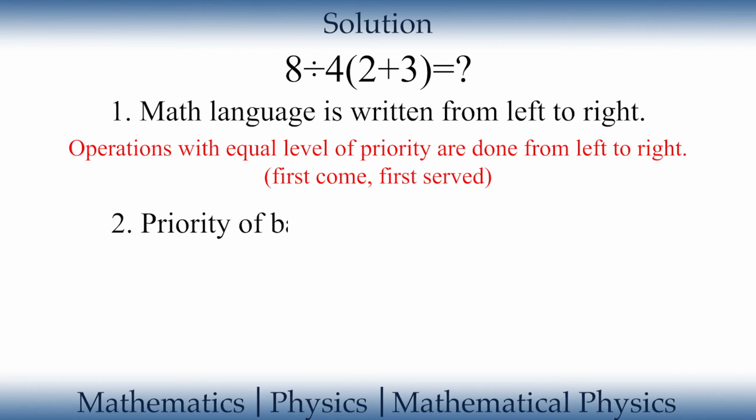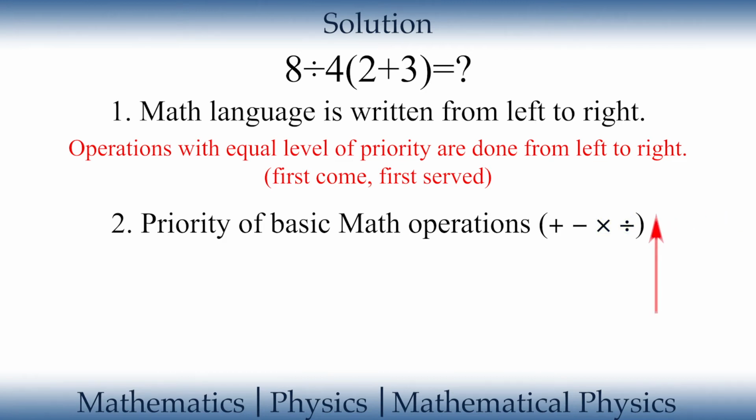Second, we must apply the levels of priority for the math operations. There are 4 basic math operations which are addition, subtraction, multiplication, and division. The addition and subtraction have the same level of priority. On the other hand, multiplication and division are at the same level of priority with each other. However, the level of priority for multiplication and division is higher than that of addition and subtraction.